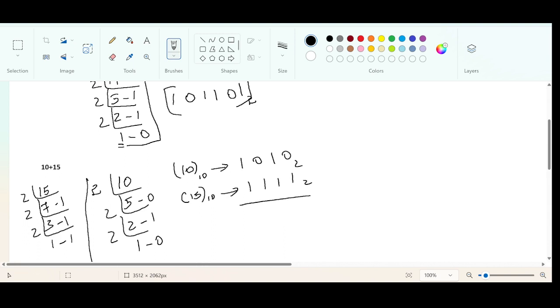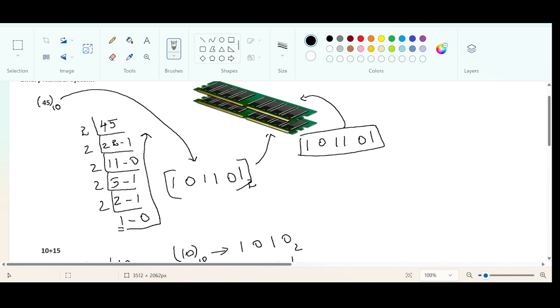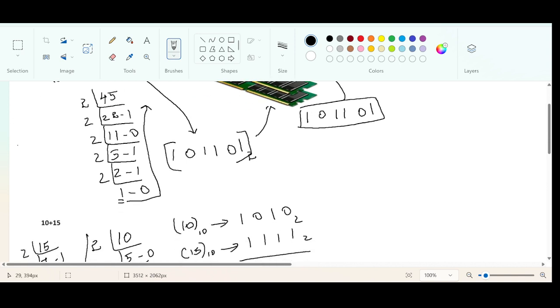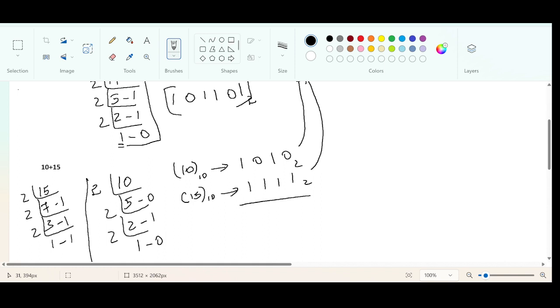Now the RAM is going to accept these two values, and it will perform the addition operation. It won't perform the addition directly on the decimal numbers. It will convert the numbers to their equivalent binary format, and then it will perform the addition operation.